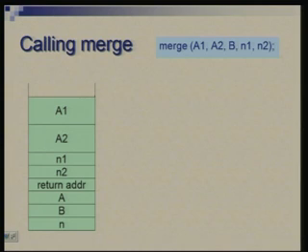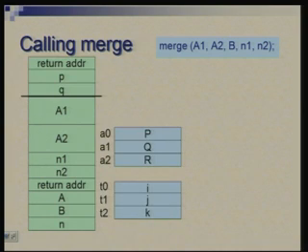I am sorry, yeah, this is the activation record of the sort procedure. And when a call is made, the activation record of merge would be created on top of this. And the values we were trying to put in the registers will be put in the registers.